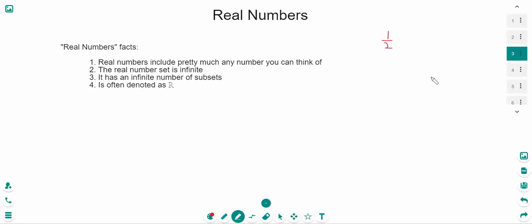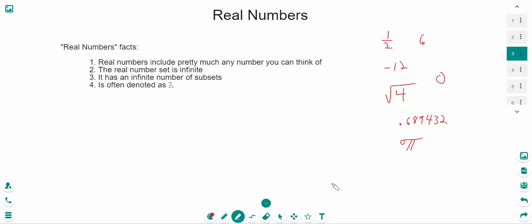So 1/2 would be a real number. 6 is a real number. -12 is a real number. The square root of 4 is a real number. 0.689432 is a real number. Pi is a real number.